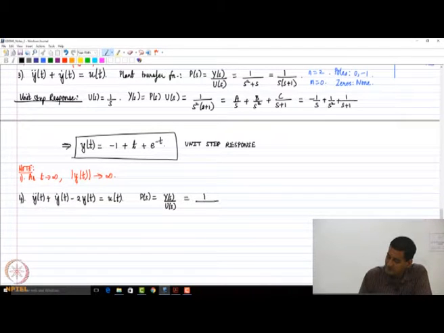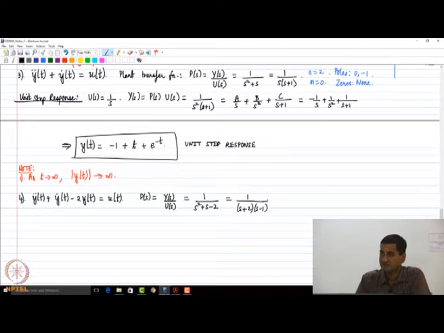So it's going to be 1 divided by s squared plus s minus 2. Okay, I'm assuming that all of you can follow with me. Please stop me if anything is unclear, right? So this I can rewrite as 1 divided by s plus 2 times s minus 1. Am I correct? Is that correct?